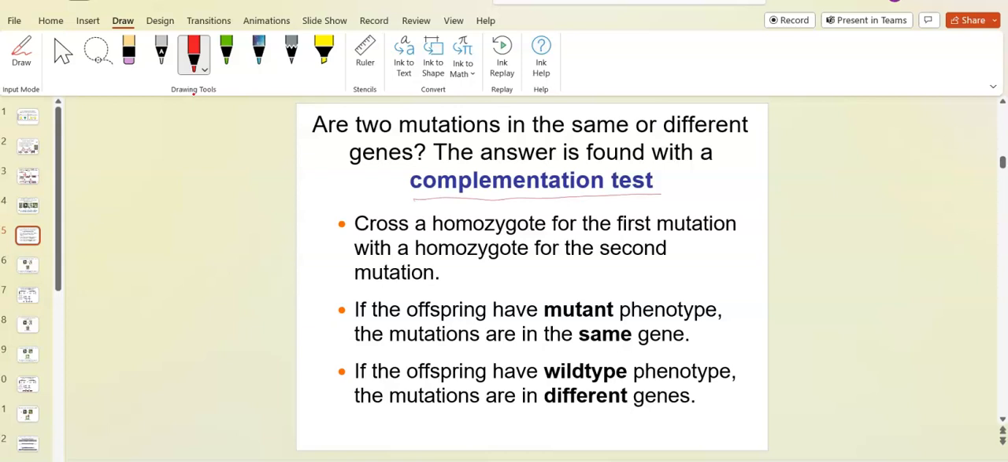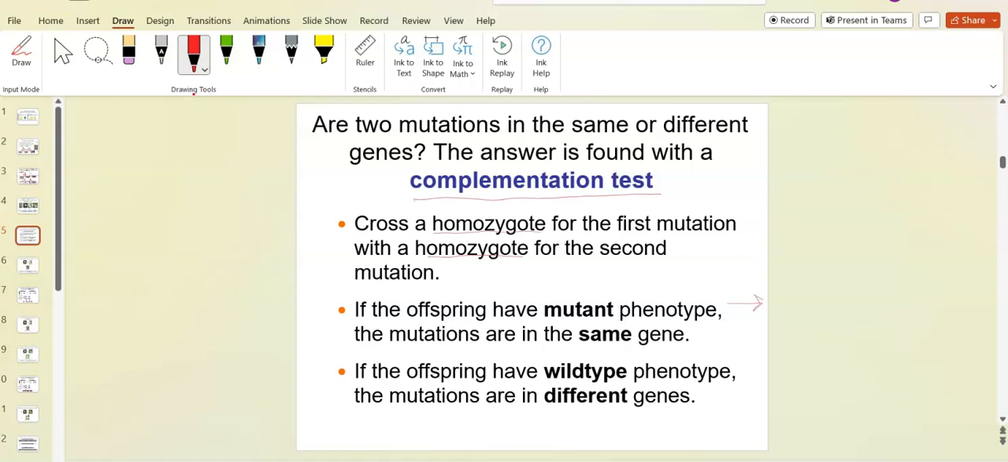It's basically a test cross like we talked about before. So we're going to cross a homozygote for the first mutation with a homozygote for the second mutation. If the offspring have the mutant phenotype, right?